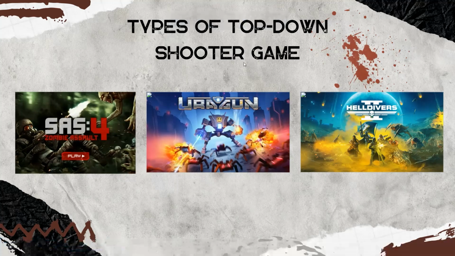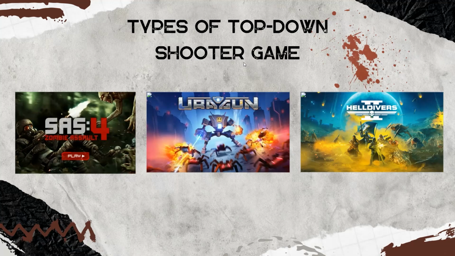Here are the types of top-down shooter games. Firstly, we have the SAS Zombie Assault 4. It is a top-down multiplayer cooperative zombie survival game developed by Ninja Kiwi. In this game, players work together to fight off waves of zombies using various weapons, abilities, and upgrades. Players can freely choose different characters called heroes that each have unique abilities and skills.